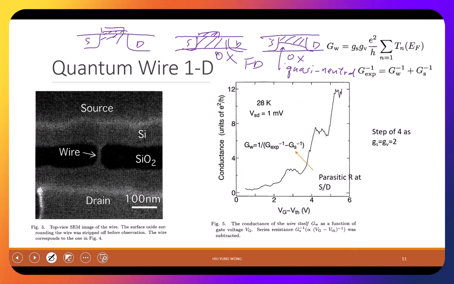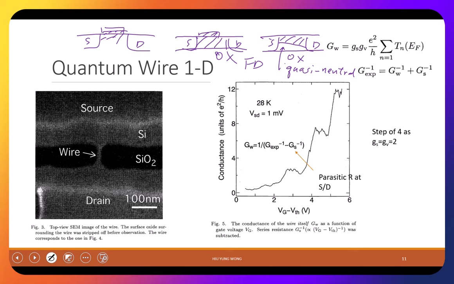quasi-neutral region. But what is the meaning of quasi-neutral region? Opposite of depletion. What is depletion? No carrier. Because that electric field strips away all the carriers, right? And if you don't have electric field, then quasi means actually you have electric field, but not much. So as a result, it's still not neutral. You have the electron and hole there, right?